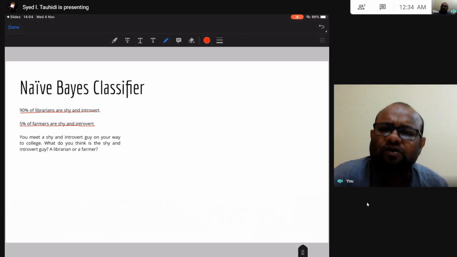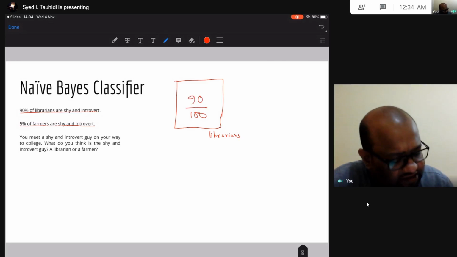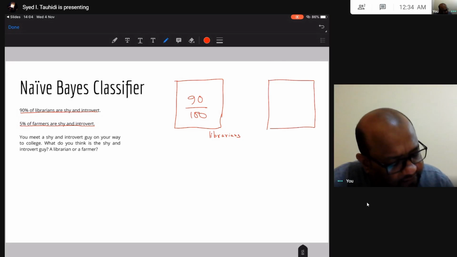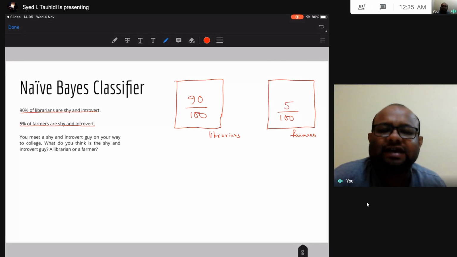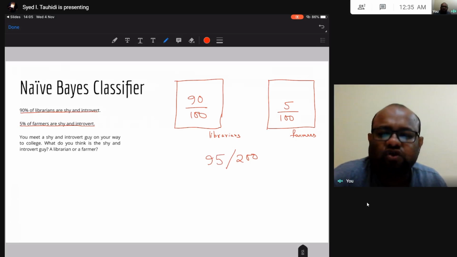So let us think about this mathematically. Say there are 100 librarians in total. 90 of them are shy and introvert according to this statistic. And say there are 100 farmers in total. 5 of them are going to be shy and introvert. So out of these 200 people in total, 95 of them are shy and introvert.